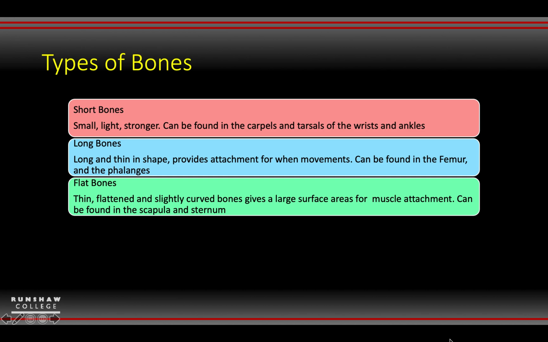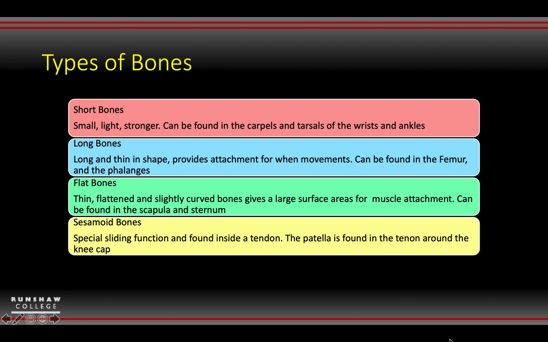Then you've got flat bones, so slightly curved, and these allow for good muscle attachment, so the scapula on the back, the sternum on the front of the chest, as well as the ilium on the hips. All flat bones, all good for muscle attachment.